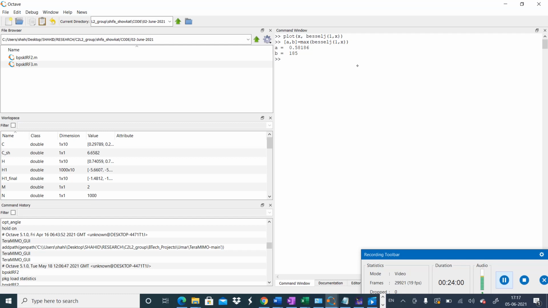The maximum value taken by the Bessel function is 0.5816. And why does it occur? It occurs at the 185th position of x. So x of 185 is 1.84. This is a numerical demonstration of what we did last time, that the Bessel function attains its maximum value at 1.84. What is that maximum value?